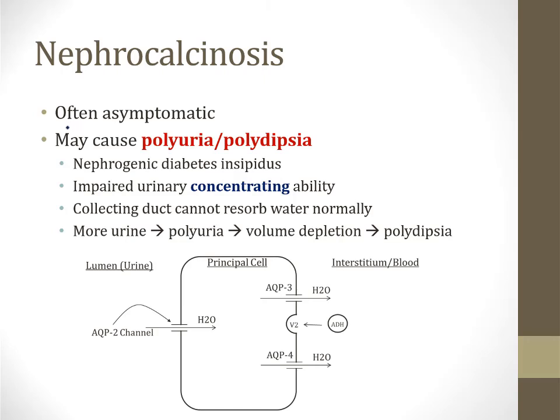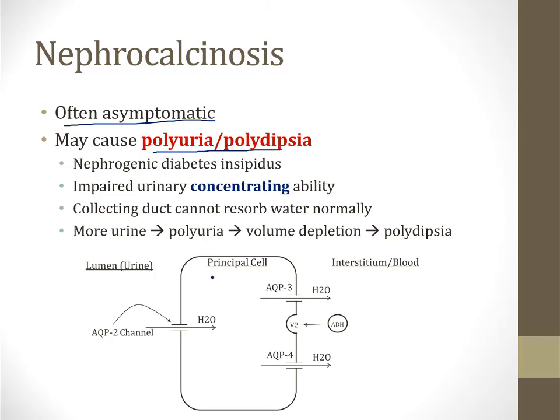In most cases, nephrocalcinosis is asymptomatic. It's often identified on routine imaging of a patient with a history of hypercalcemia or hyperphosphatemia. It can, however, in some cases cause polyuria and polydipsia, and it's high yield to understand this because this is a tie-in with renal physiology.